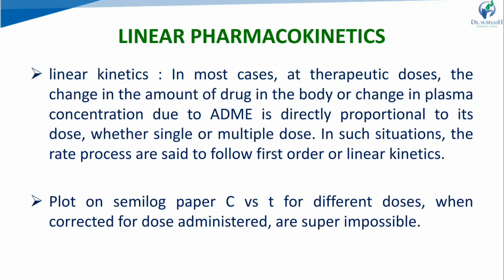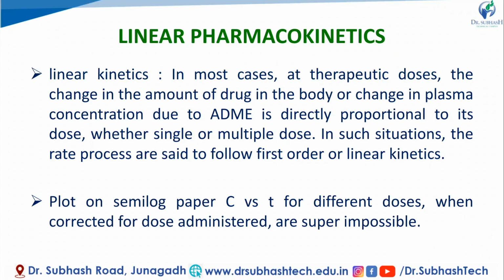or multiple dose. In such situations, the rate processes are said to follow first order kinetics or linear kinetics. The time-concentration graph gives a straight line, constant up or down like that. So that is linearity. We have to plot, on semi-log paper, the concentration versus time for different doses. When corrected for the dose administered, they are superimposable.